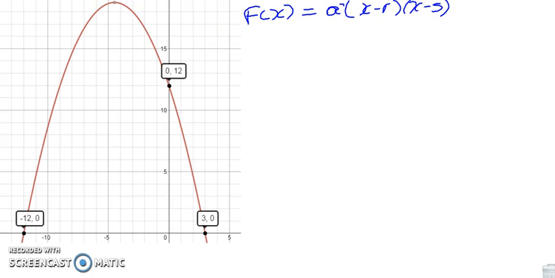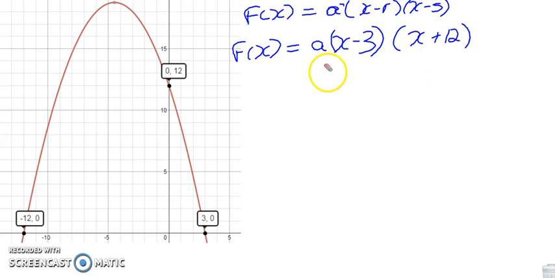So I'm going to take my two x coordinates, 3 and negative 12, and fill them in for r and s. So I end up with f of x is equal to a times (x minus 3) times (x plus 12). Some of you, more savvy viewers, may see that when you put in negative 12 for s, it becomes x minus negative 12, which actually is x plus 12.